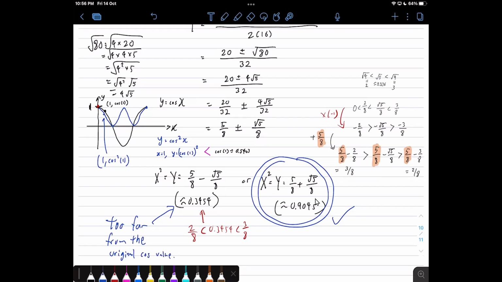Because after you square it, you get a value. The original value, you cannot stray too far from it. This one strays too far already. Okay. Yeah, that's all I wanted to say.